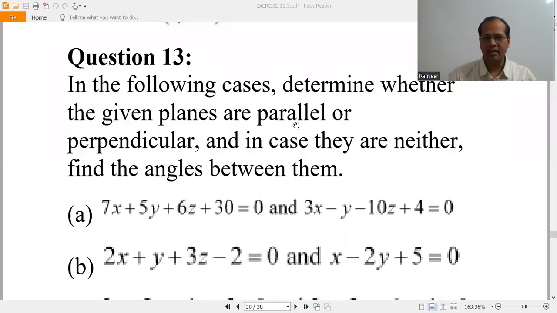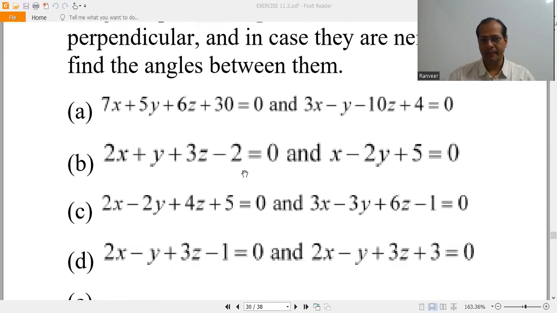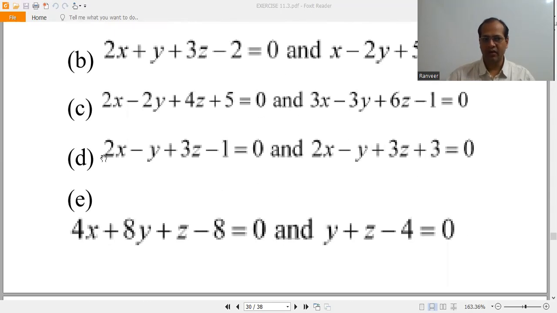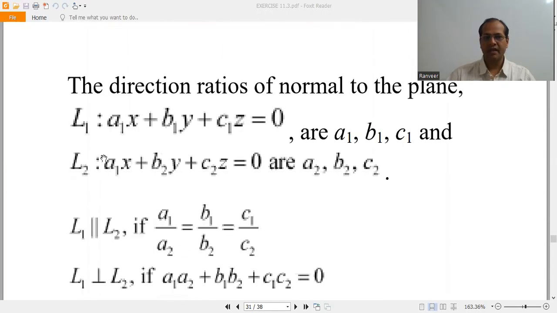Question number 13. In the following cases, determine whether the given planes are parallel, perpendicular, or in case they are neither, find the angle between them. One by one we will see all the questions. First of all, clear the theory.